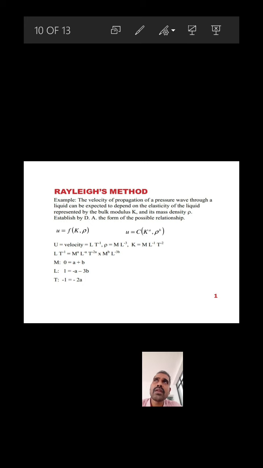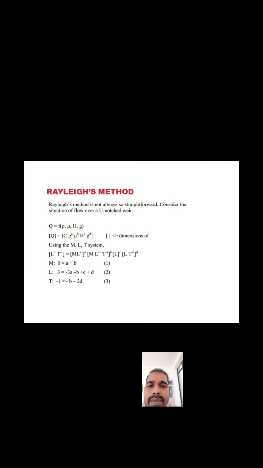In exponential form, u equal to a constant into K and rho with powers a and b. So a and b are arbitrary constants. You need to find the values of a and b. Then substitute the dimensions: for velocity, L T power minus 1; for density, M L power minus 3; for bulk modulus, M L power minus 1 T power minus 2. Substitute. So use the previous ideas, then find the values of a and b, substitute here, and you will get the answer, right? So you have to bring the answer, right?